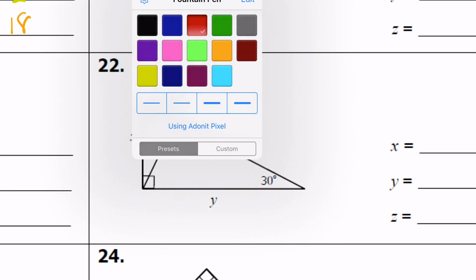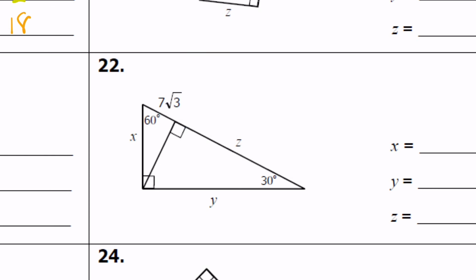So, looking at these two triangles, I have this triangle here, which is a 30, 60, 90, and then I also have this one here, which is a 30, 60, 90. I also have this larger right triangle here, but I don't really... No, I will need that.